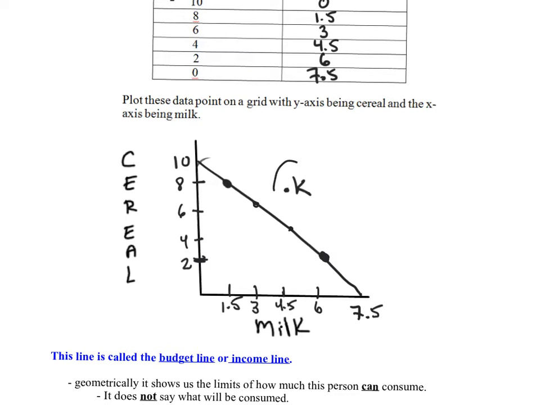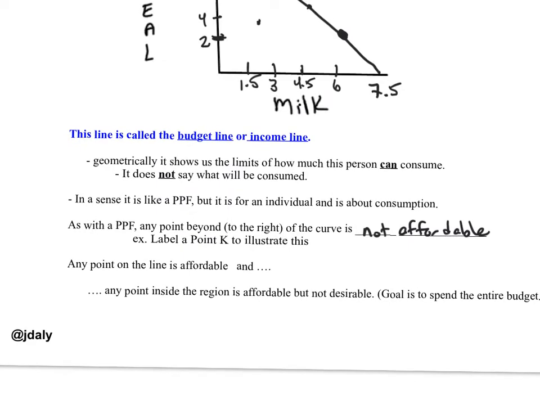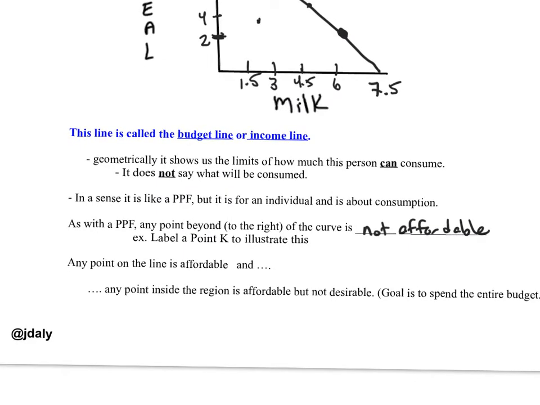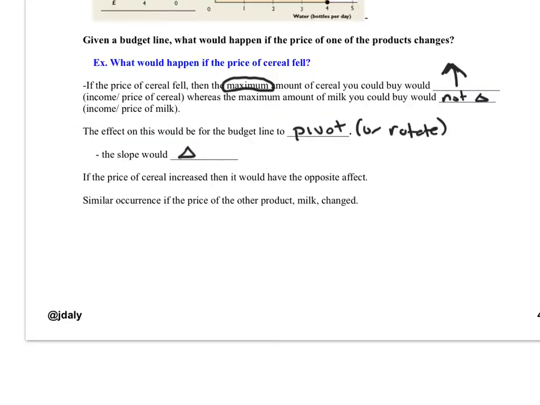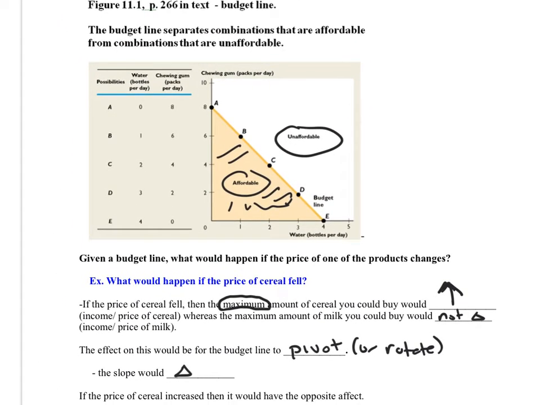Any point outside of this is not affordable. So it's not attainable. Any point inside is affordable, but not desirable because we want to spend our entire budget on those two products. And what I just said is below on this page. And this example also illustrates the same thing for 2 different products.